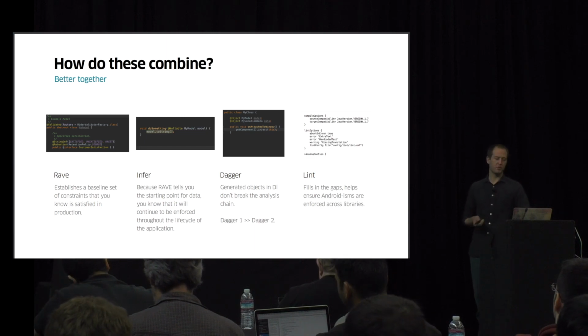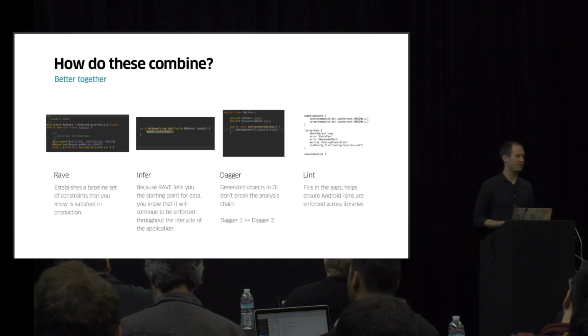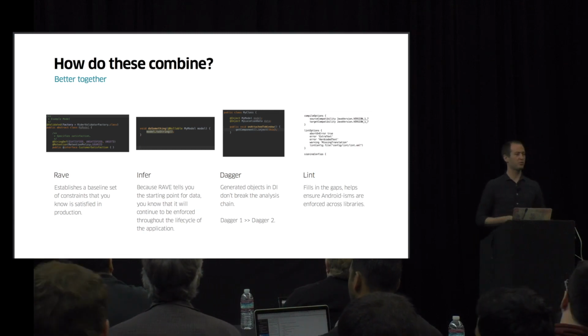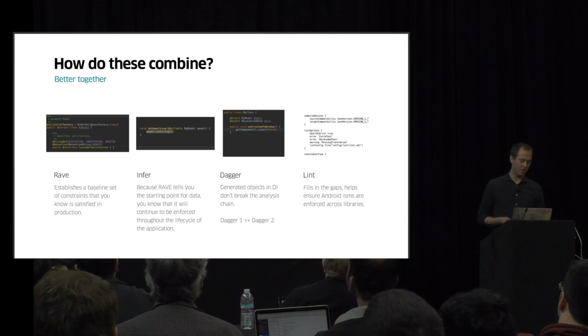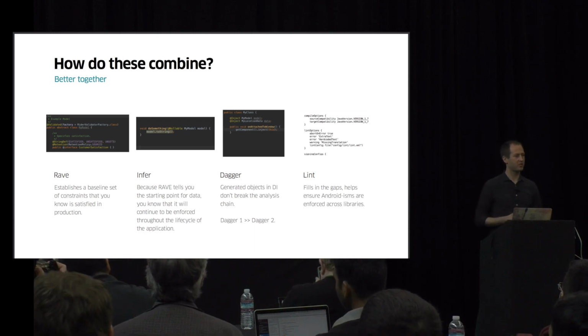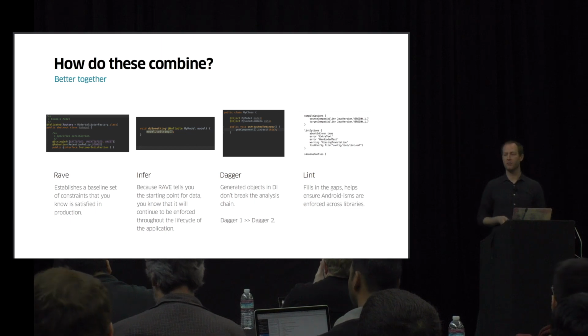All right, this is really, I consider this the payoff slide of the talk. I introduced some interesting tools. Rave is new and novel. I think it's pretty cool. But how do they combine? I just told you how to solve a bunch of isolated problems, but what does this get you in a code base together?